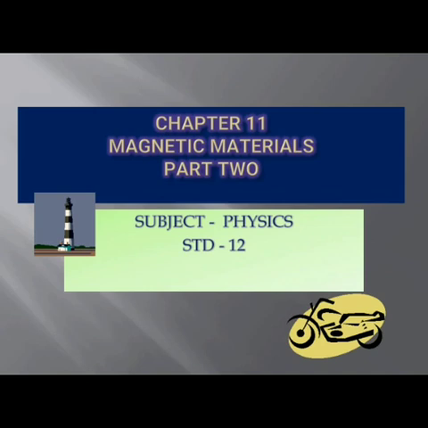Students, we are back with chapter 11, Magnetic Material Part 2. This ends your chapter. In this we are going to study the concepts which I have mentioned earlier in part 1, that is the types of the magnetic properties and their applications.